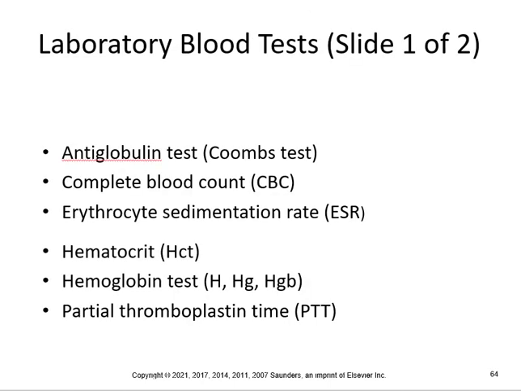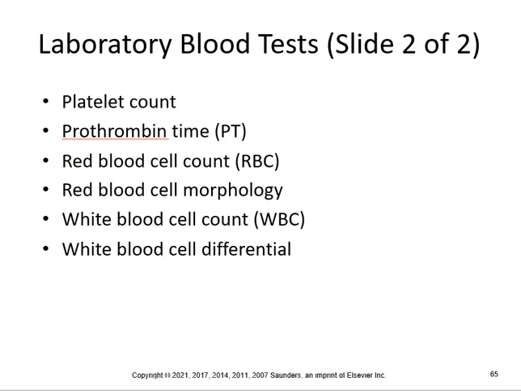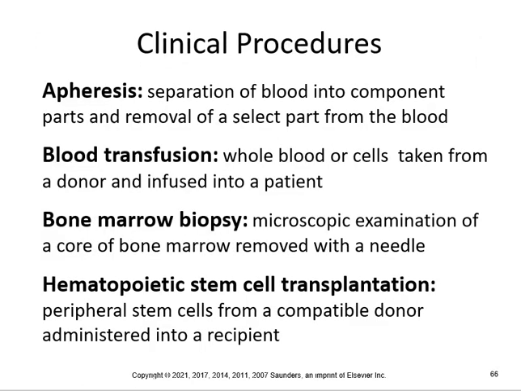Some lab tests that you might see: the antiglobulin test, CBC, which is complete blood count, ESR, erythrocyte sedimentation rate, that you might do for RA factor, hematocrit, hemoglobin tests, and the partial thromboplastin time, which is the PTT time, your platelet count, prothrombin time, PT, red blood cell count, red blood cell morphology, white cell differentiation.